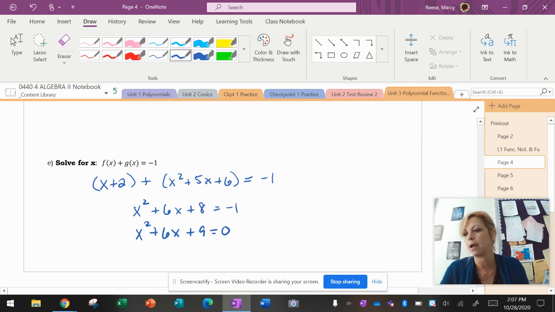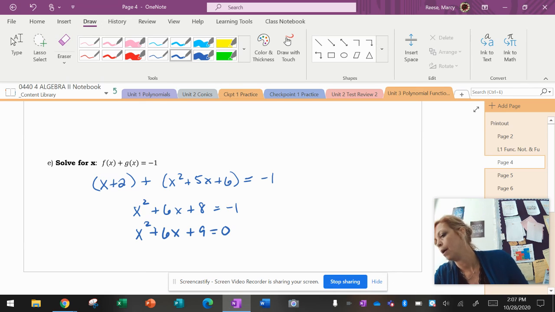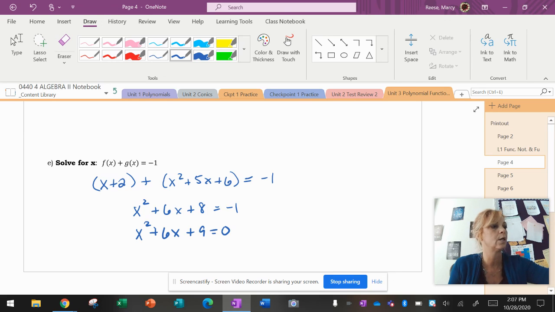I'm going to stop us today. I will be checking to make sure that you filled in the rest of these notes, that you've tried them, and I will be checking the homework for this, okay? So please make sure that you're working on this and staying up on track, okay?